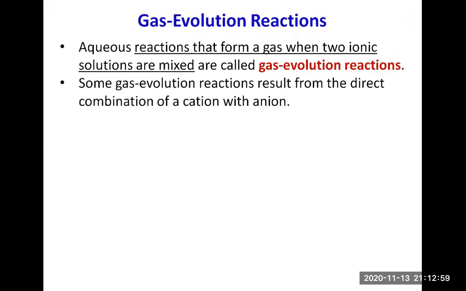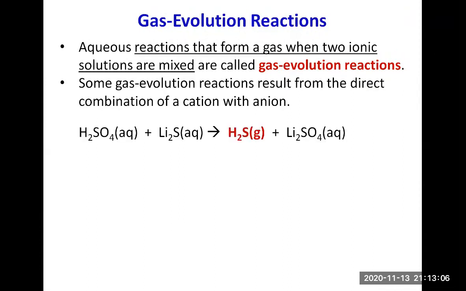Some gas evolution reactions result from the direct combination of a cation with an anion. For example, when you have the sulfuric acid H2SO4 combining with the lithium sulfide Li2S, the gas H2S will be formed from combining the H plus ions with the sulfide ions. And then you will have the salt Li2SO4, the lithium sulfate. So here is just the combination of the hydrogen with the sulfide that makes a gas. H2S is a gas and escapes. And so you would see bubbles in this mixture of solutions.